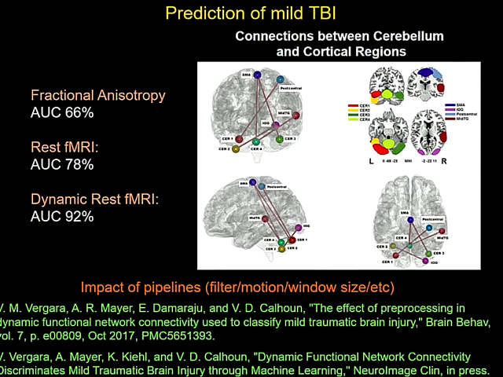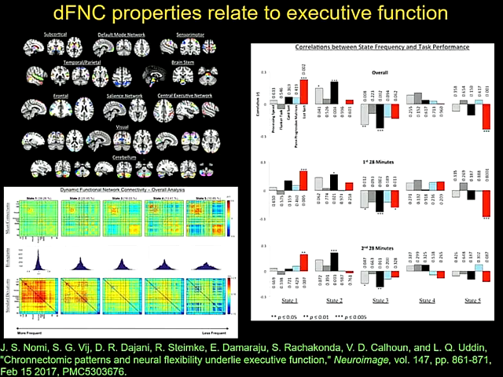Here's one more example looking at mild traumatic brain injury. So the resting-state fMRI data was able to predict better than diffusion information, fractional anisotropy here. But then if you look at static versus dynamic, we get from 78 to about 90% or so. And the specific networks that were most predictive tended to be both cerebellum as well as these cortical sensory regions.